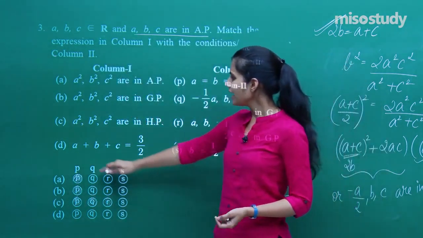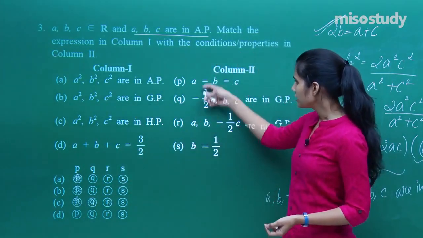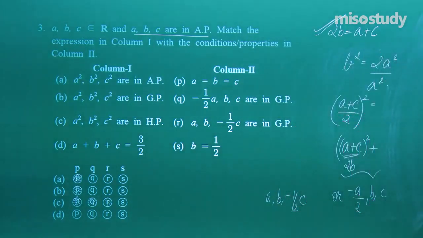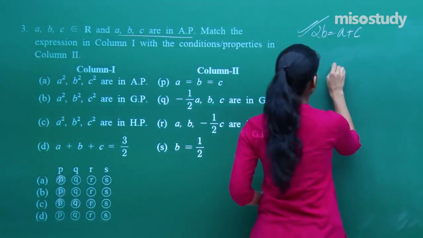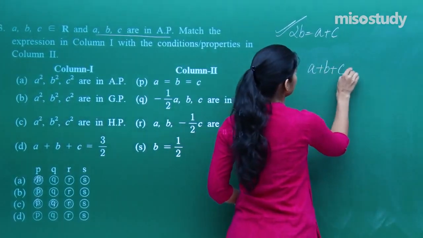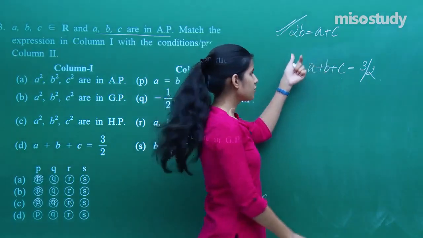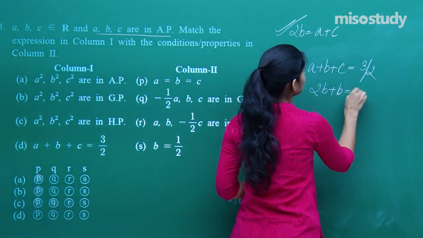Fine. Then you have D, that is A plus B plus C is 3 by 2. Then what among those are going to hold? So if A plus B plus C is 3 by 2, you already know A plus C is twice of B. If A plus C is twice of B, plus B is 3 by 2.